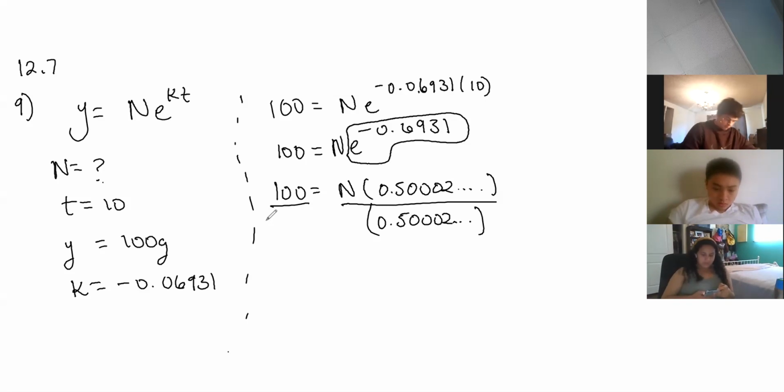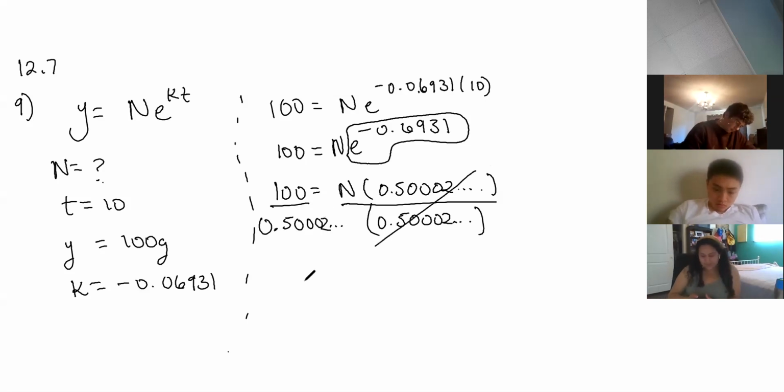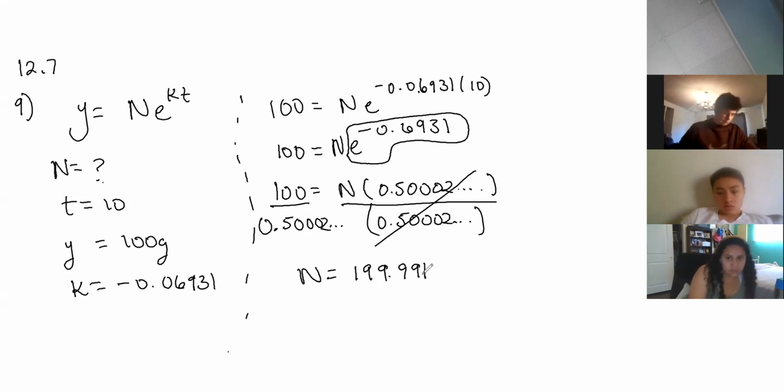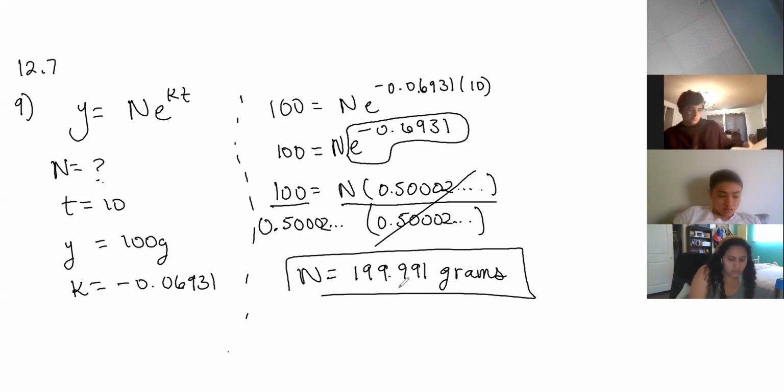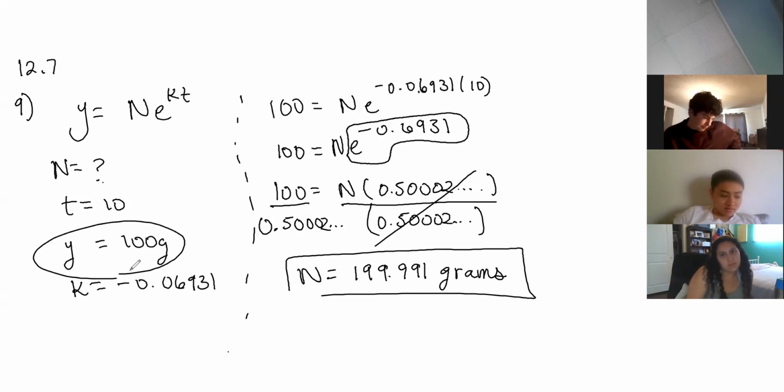All right, what am I going to divide both sides by? 0.5002. Okay, so that's gone. N equals, and I type in my calculator, 100 divided by second answer, and I get 199.991. Make sense? So if I started with this amount, then after 10 years, I would be left with 100 grams, which makes sense because it's decaying. So I end up with less of what I started with.